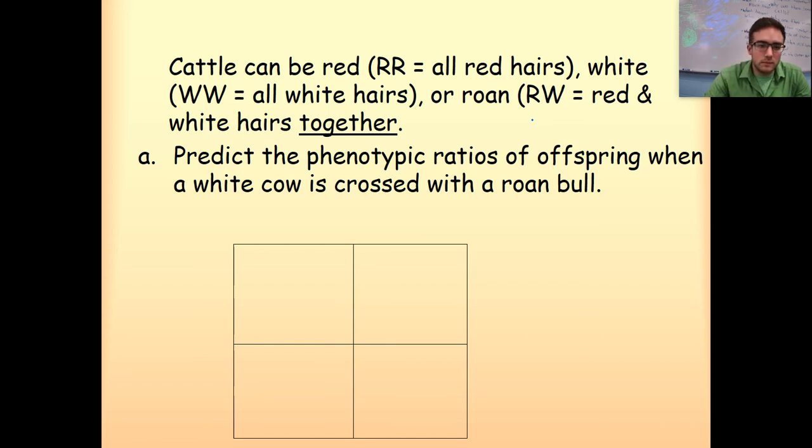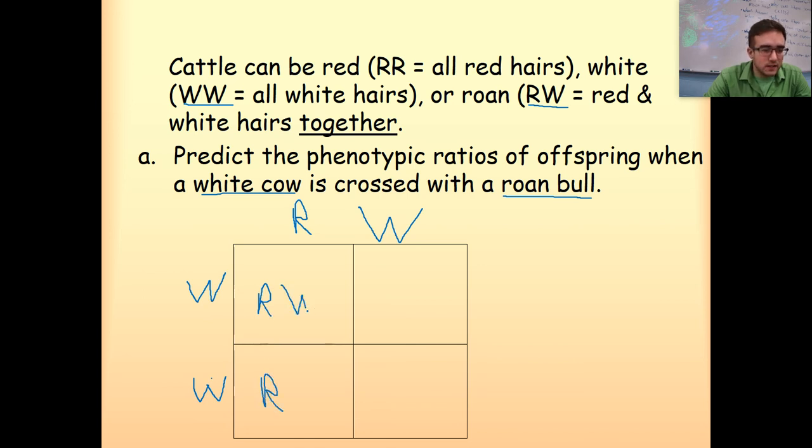So it says, predict the phenotypic ratios of an offspring when a white cow is crossed with a Roan bull. Well, a Roan bull, we know is R and W. So that just goes right here. And then a white cow is WW. So that goes down here. And you just fill in your crosses. I'm just going to do the R first. And then W, W, W, W, W, W.